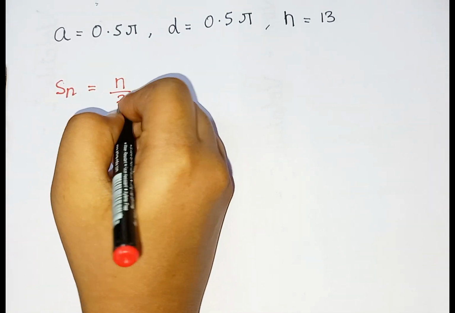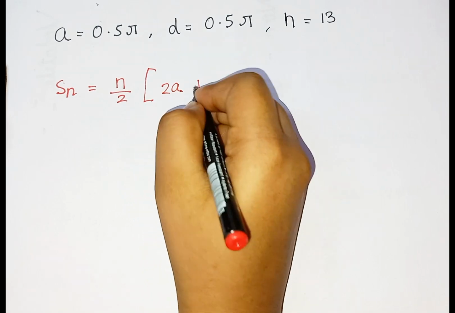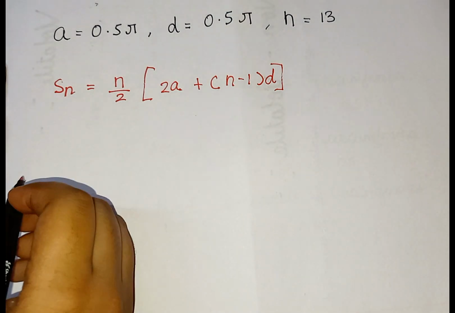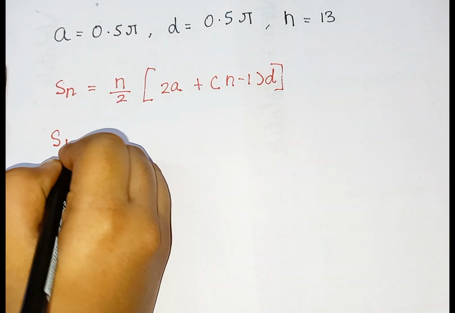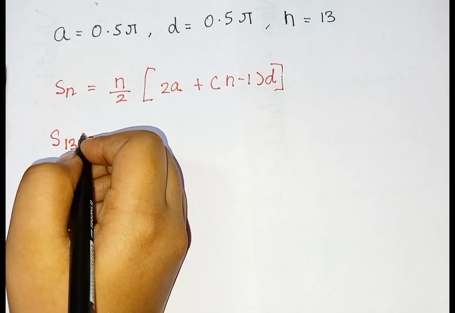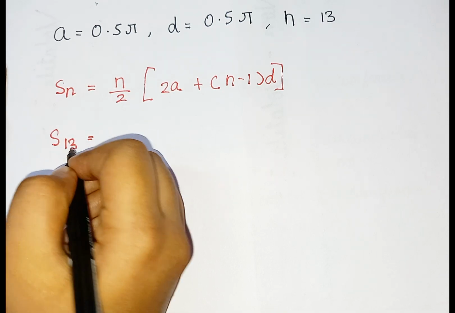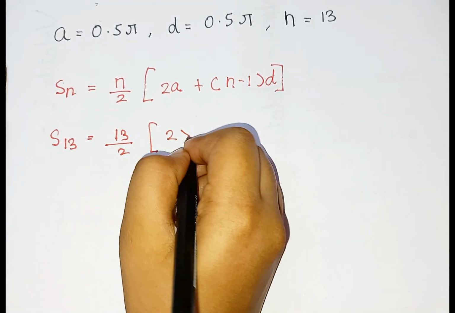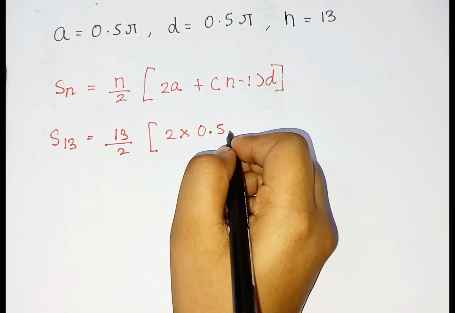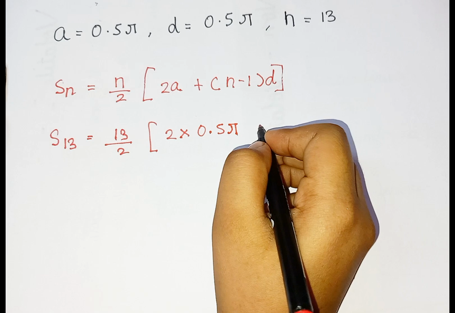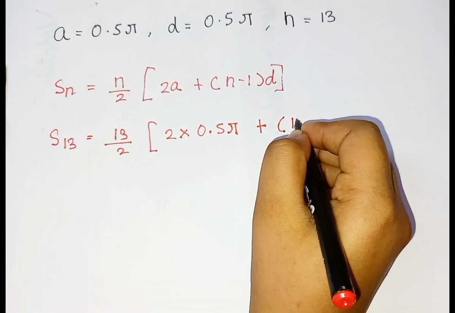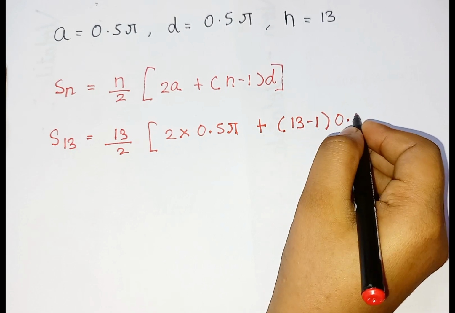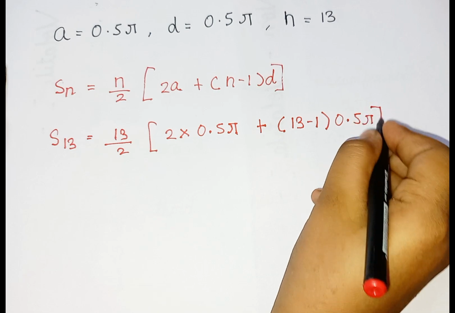Sn is equal to n by 2 bracket 2a plus n minus 1 into d and close the bracket. Now let us substitute the values. So yes, n value is 13. We are supposed to find the length of 13 consecutive semicircles, right? That's why n is equal to 13. And here also n is 13 divided by 2 bracket 2 into a, which is 0.5 pi. Then plus, n is 13 minus 1 as it is, and d, the common difference, is 0.5 pi. Then close the bracket.